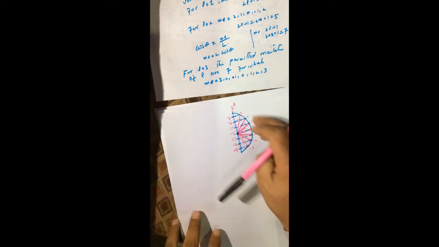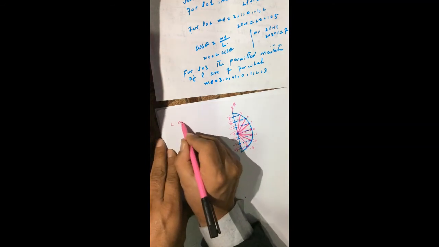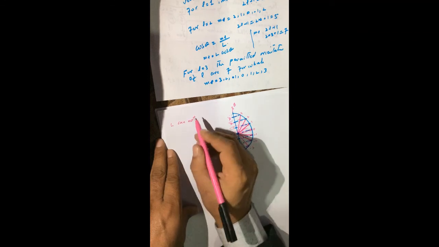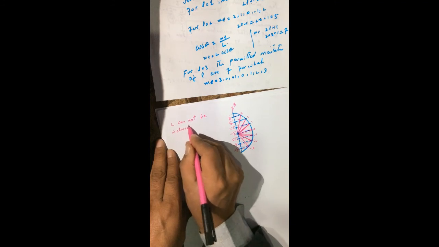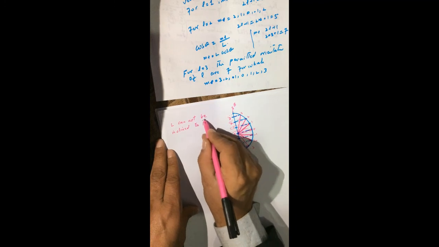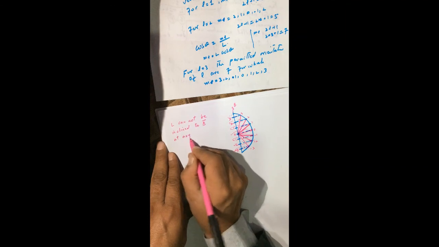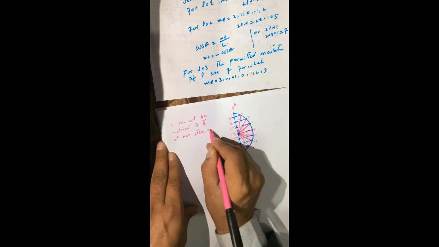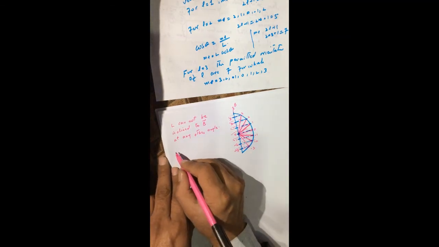So it means that L cannot be inclined to B, to the external magnetic field B, at any other angle apart from this. And this is called space quantization.